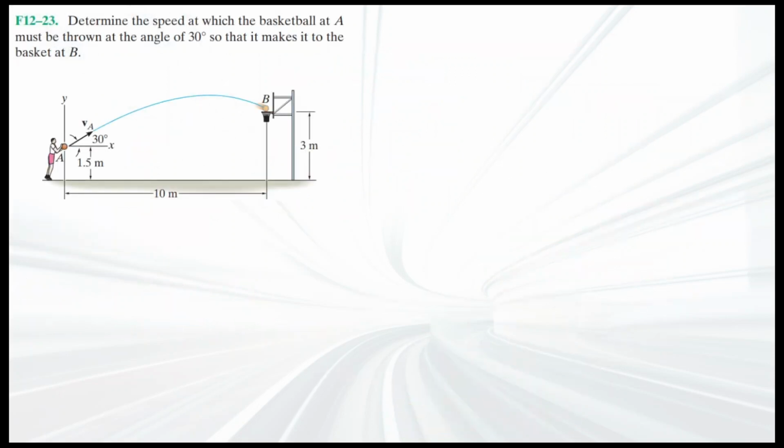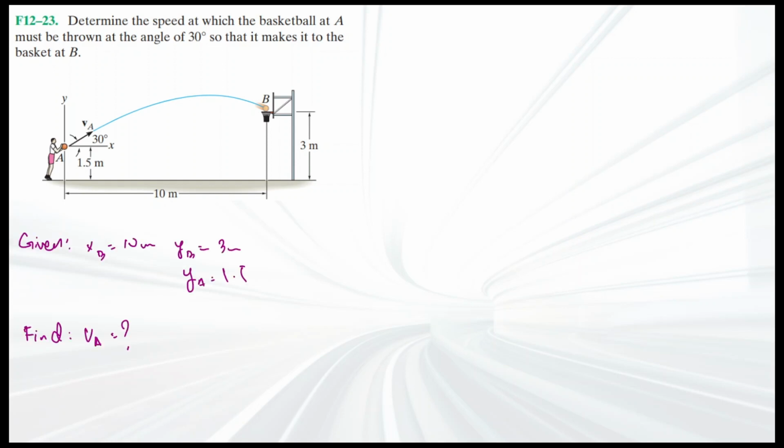Okay. Next up here, we have a guy playing basketball, and we need to determine the speed at which the basketball at A must be thrown at an angle of 30 degrees so that it makes it to the basket at point B. So this is your usual projectile problem. So let's just write down our givens here.